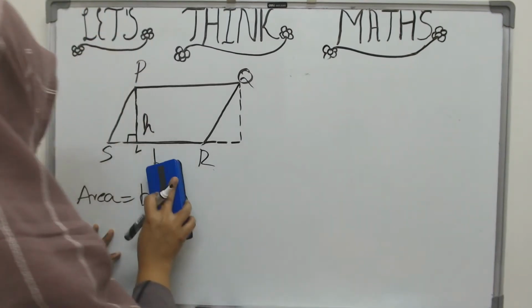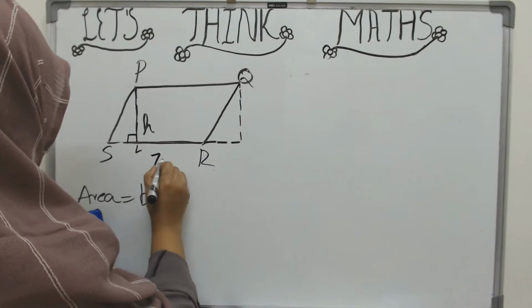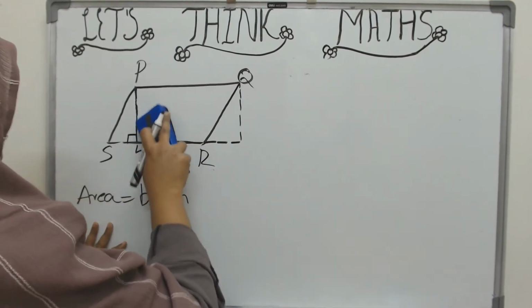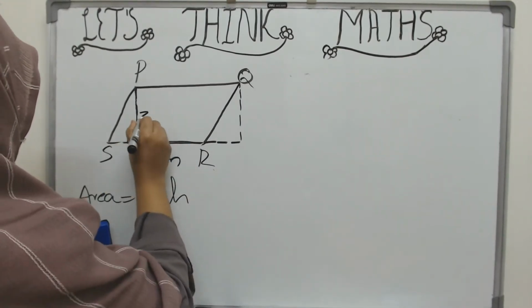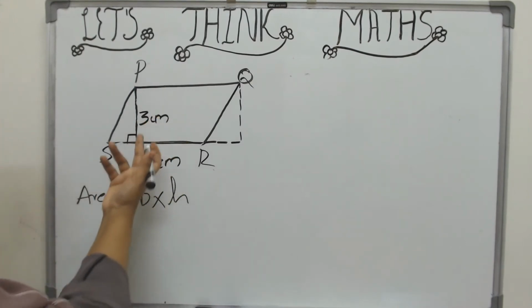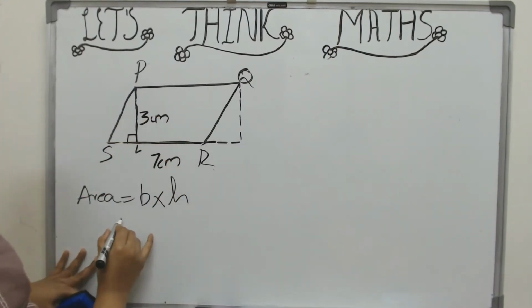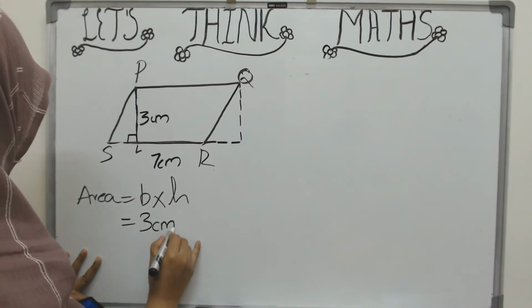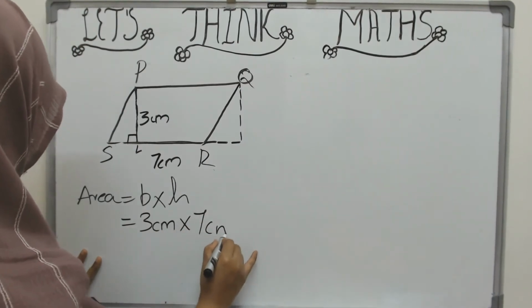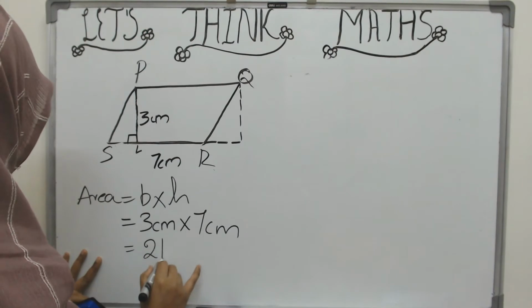Suppose this B, say, is 7 centimeter, and suppose H is 3 centimeter, then we already know the area, right? What will be the area? Area will be 3 centimeter into 7 centimeter, which is 21 centimeter square.